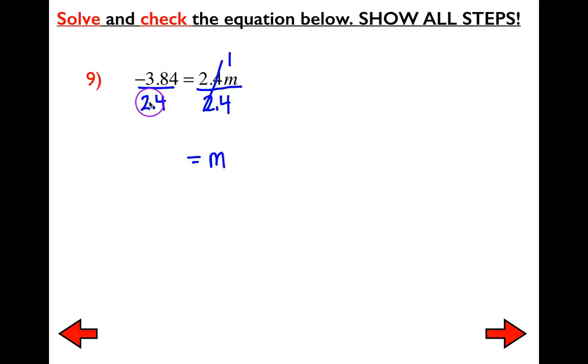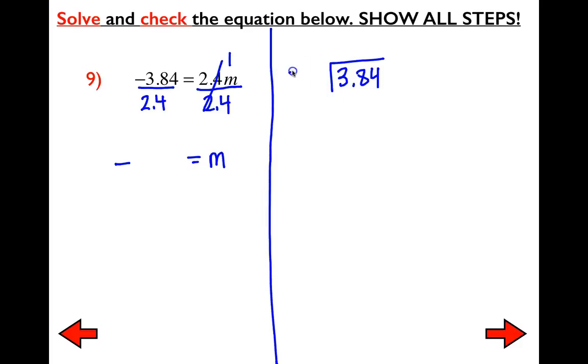But on this side, I need to do some side work. Before I go to my side work, I'm going to determine my sign, because if I don't, I'm going to forget about it. Negative divided by a positive is a negative. So here, let's do the work. We have 3 and 84/100 divided by 2 and 4/10. So real quick, note that your numerator is always going to be your dividend, the number that goes inside. Always, always, always.